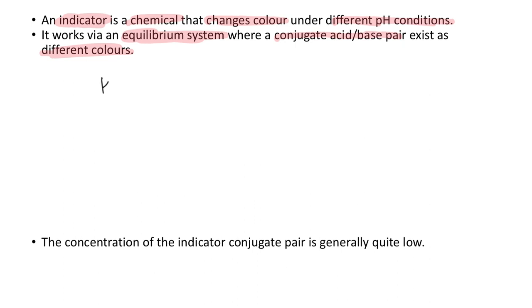So you might have a substance which is HX, where X is some sort of another part of the molecule. Generally, they are organic molecules with water. Because this is a conjugate acid-base pair, the hydrogen will come off the acid and it will form hydronium ions. The idea is that this HX and this X minus are different colors.